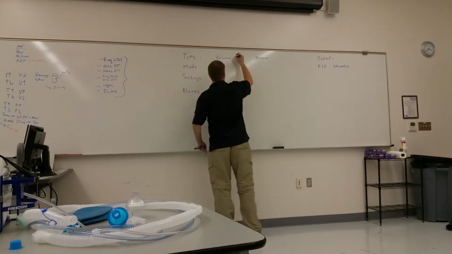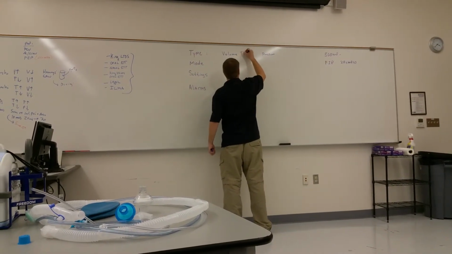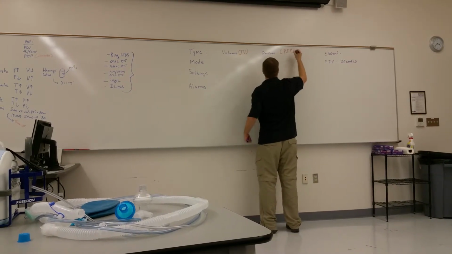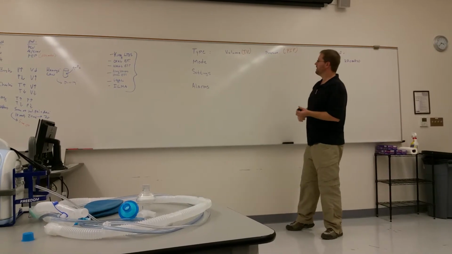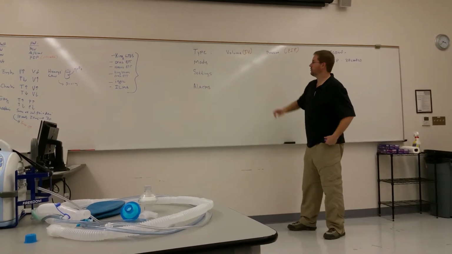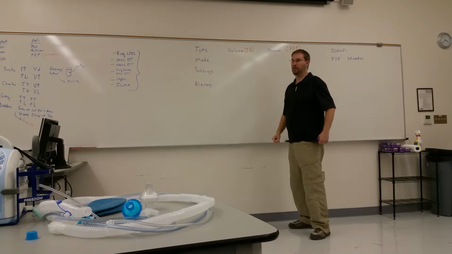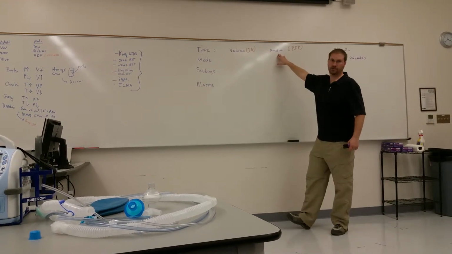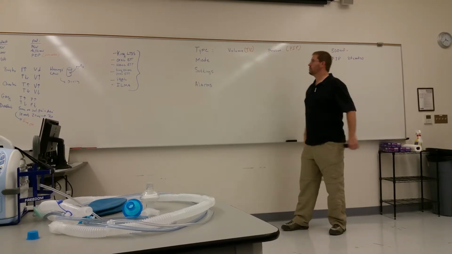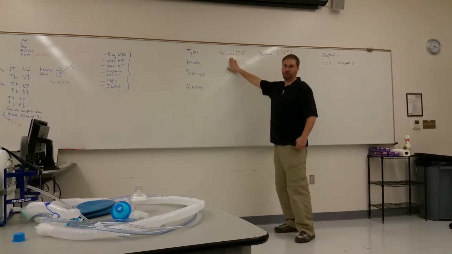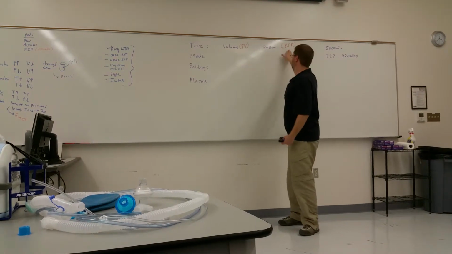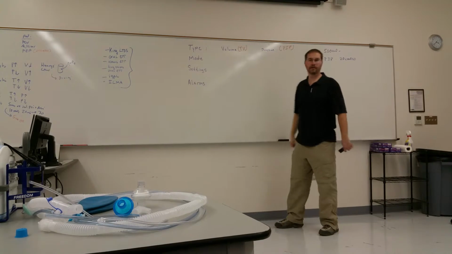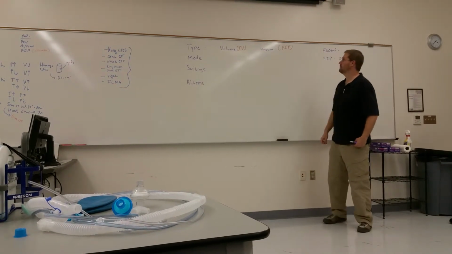So in volume control ventilation, I set a tidal volume into the ventilator, right? And then in pressure control, I set my peak inspiratory pressure. So what do I not have direct control of in volume control? Pressure. I do not have control of pressure. What do I not have direct control of in pressure control? Volume. So what do I need to monitor closely in volume control? Pressure, my PIP. And what do I need to monitor closely in pressure control? Volume. Make sense?